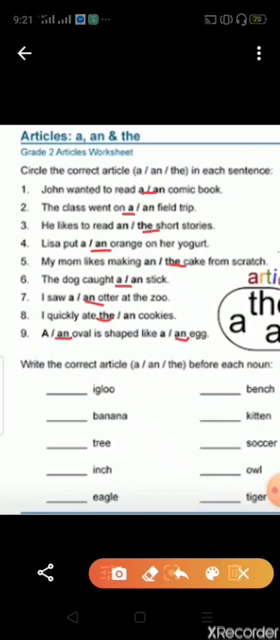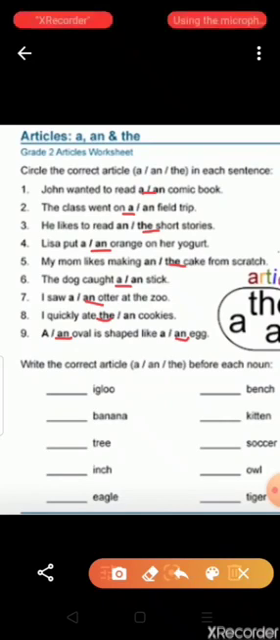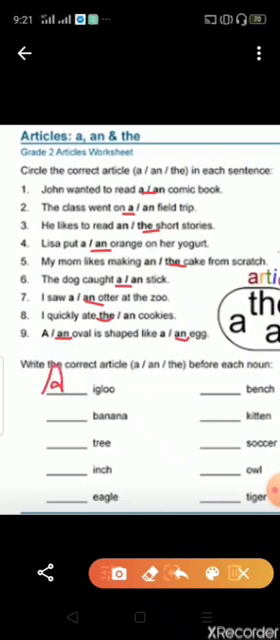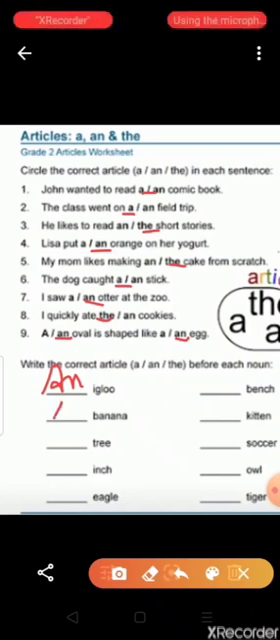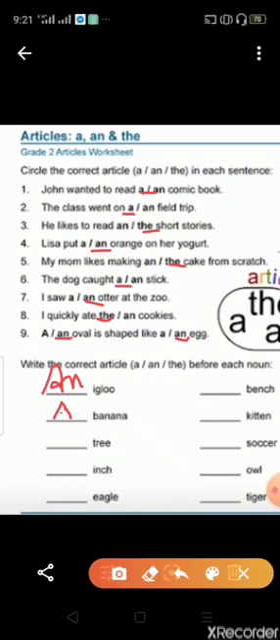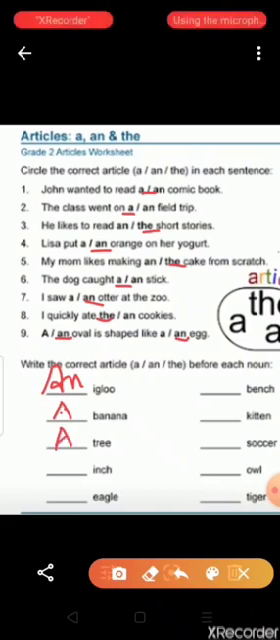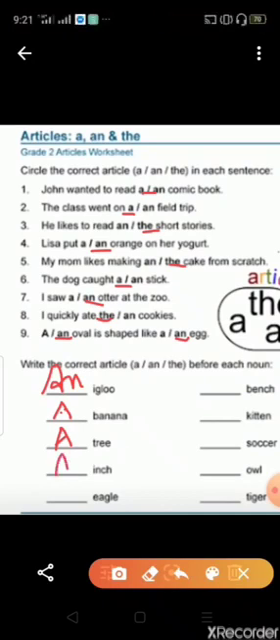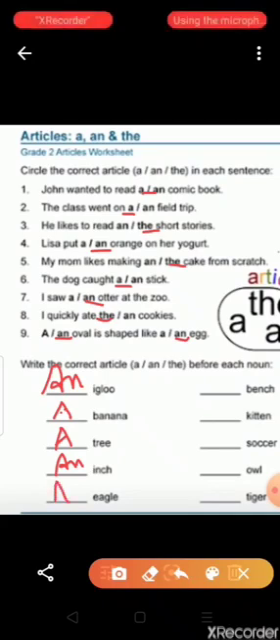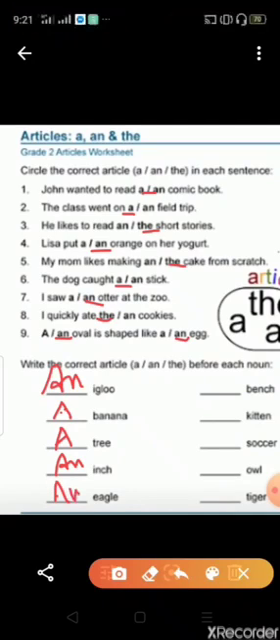Now the next exercise: write the correct article a, an, and the before each noun. So igloo, I is a vowel, so we are writing here an. A banana, a tree, an inch, an eagle.